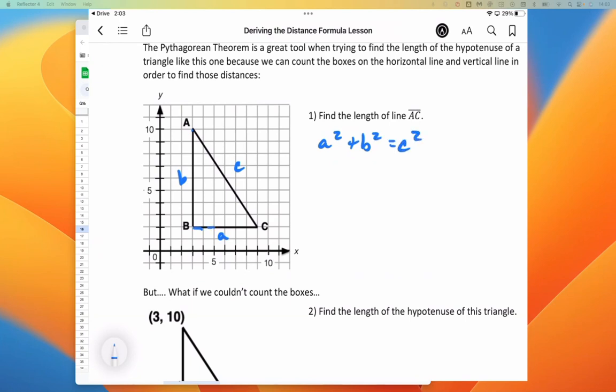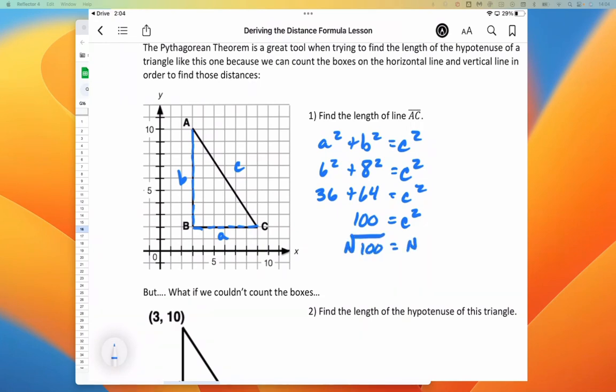And A is 1, 2, 3, 4, 5, 6 units. B is 1, 2, 3, 4, 5, 6, 7, 8 units. And we just do the math. 36 plus 64 equals C squared. That's 100 equals C squared. We'll take the square root of both sides because that's the inverse operation of squaring something. And we get 10 is equal to C.